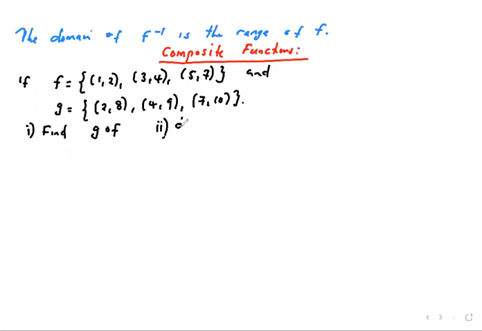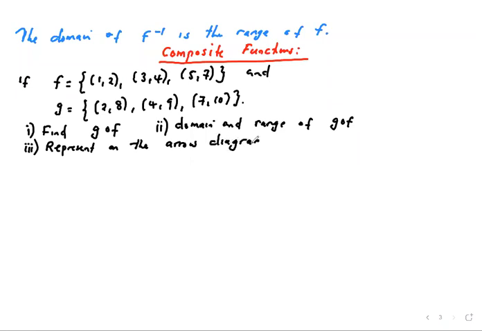Two, domain and range of g of f. Three, represent on the arrow diagram. Okay, let's see the solution.